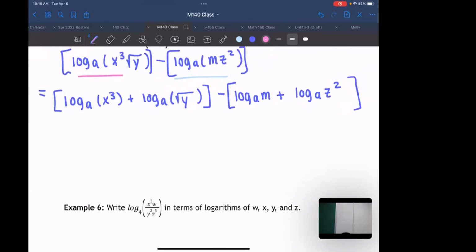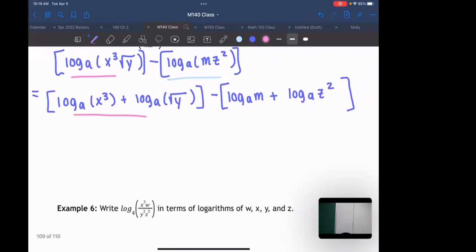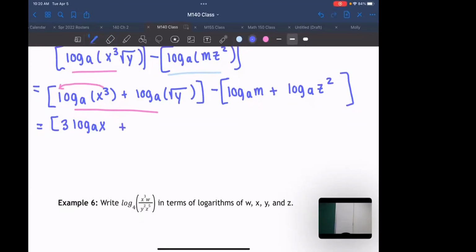So what can I do on the left-hand side? How can I simplify this further? Yeah, bring the exponent up here. I'll do an extra step with the square root. What's another way of saying the square root? Y to the 1/2, good. So the left-hand side turns into 3 log base A of x plus 1/2 log base A of y. Does everyone see the step I skipped? I knew that the square root of y is y to the 1/2. I brought the 1/2 in the front.